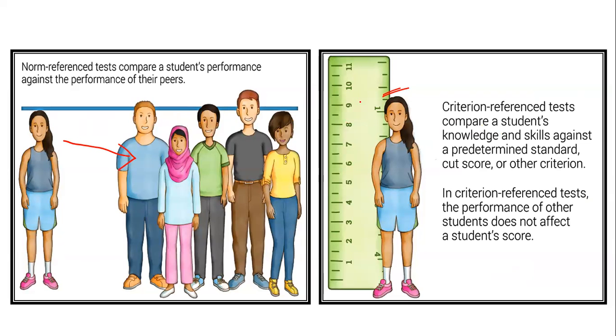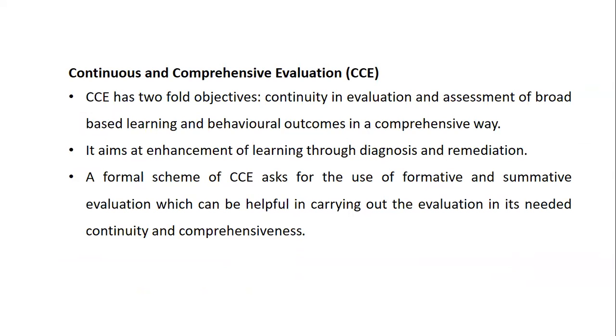Now there is something called continuous and comprehensive evaluation. If you combine your formative evaluation with your summative evaluation, you get something called what? Continuous and comprehensive evaluation. It helps in diagnosing the problem, giving the remedy, and it helps to carry out the evaluation in the continuous and comprehensive process. So we have placement, we have diagnostic, we have formative, summative. Combination of formative, summative is continuous and comprehensive. We have norm referenced and we have criterion reference, right?